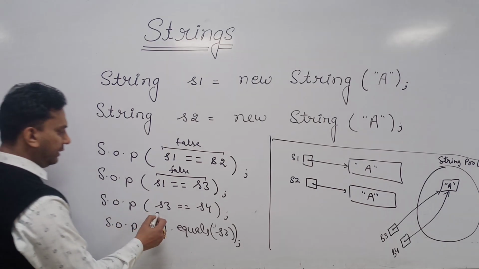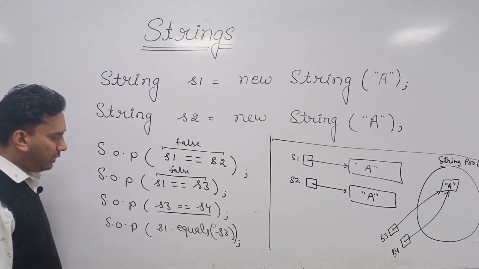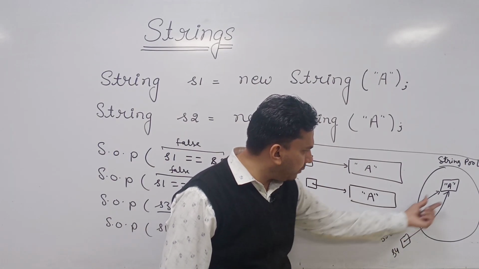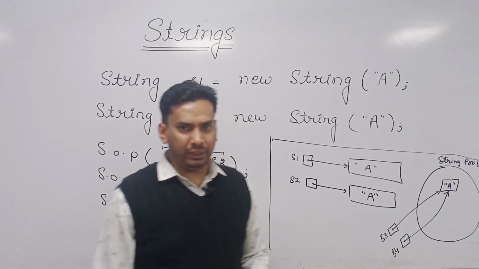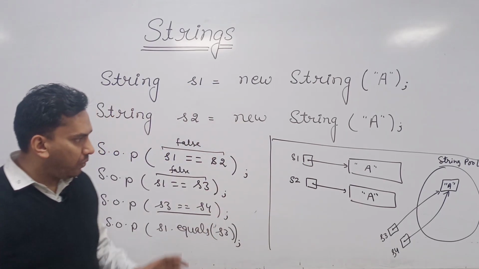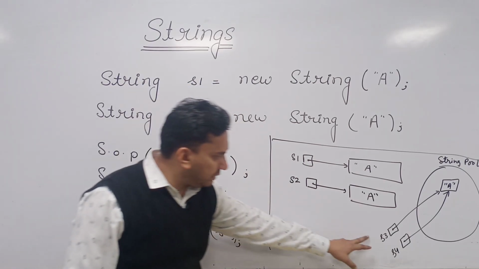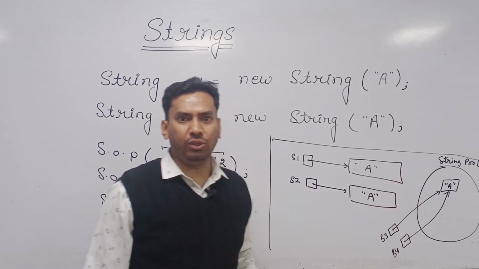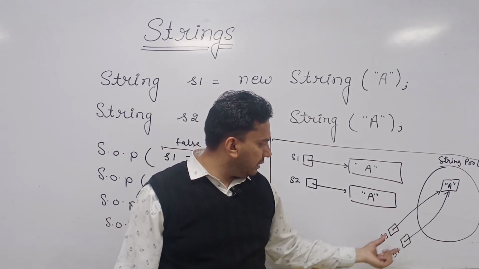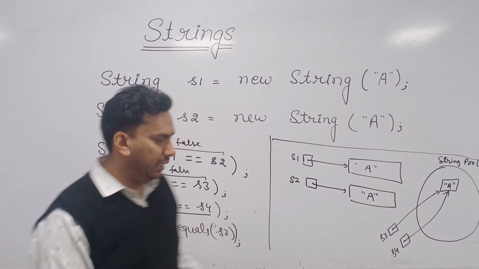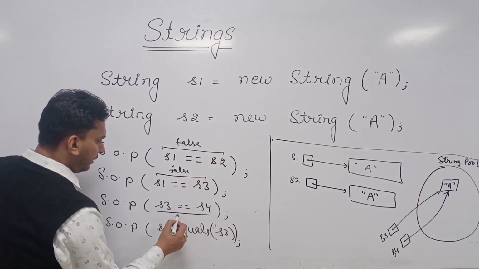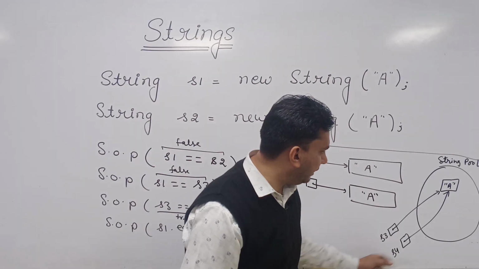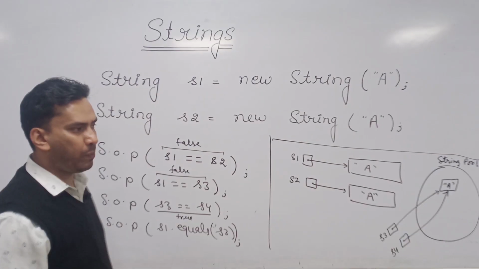Now I am writing S3 == S4. Now you can see that S3 and S4 both are pointing to the same object. So here you will get the proof of the fact that intern strings are created only when the object is not present. If it is already present, then they will be pointing to the same object. So here the return value will be true, because S3 and S4 both are pointing to the same object.